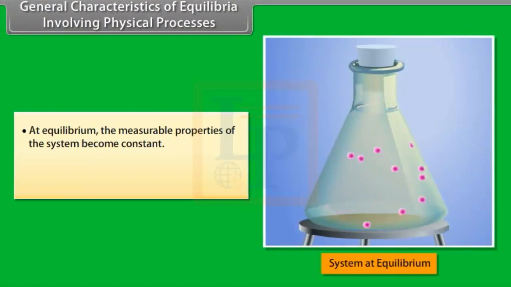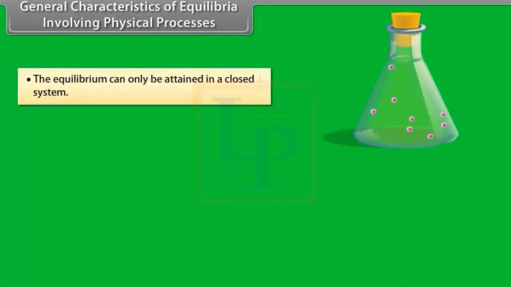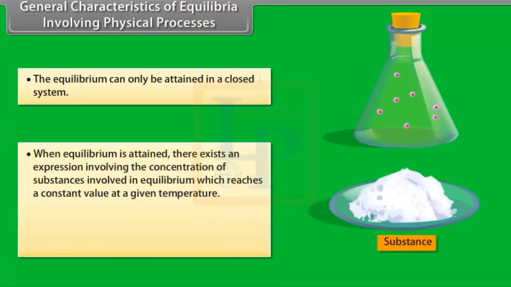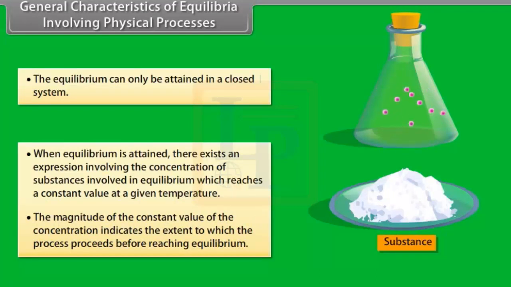General characteristics of equilibria involving physical processes. At equilibrium, the measurable properties of the system become constant. At equilibrium, there is a dynamic balance between the two opposite processes. The equilibrium can only be attained in a closed system. When equilibrium is attained, there exists an expression involving the concentration of substances involved in equilibrium, which reaches a constant value at a given temperature. The magnitude of the constant value of the concentration indicates the extent to which the process proceeds before reaching equilibrium.